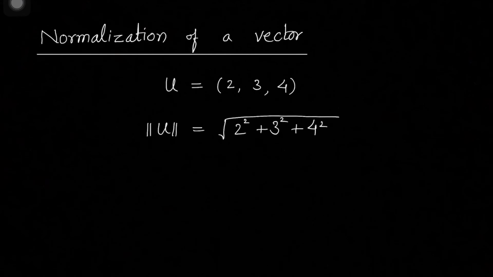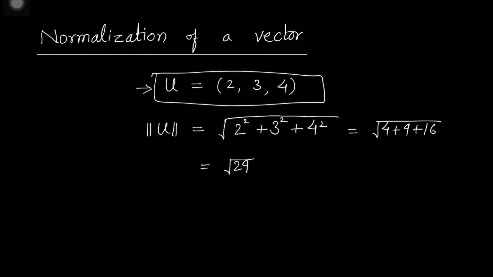Suppose we have a vector u. If you find out its norm, its components square, so its norm is root 29. But suppose we have to find a unit vector in the direction of u, how will we find that vector? That process is called the normalization of this vector.